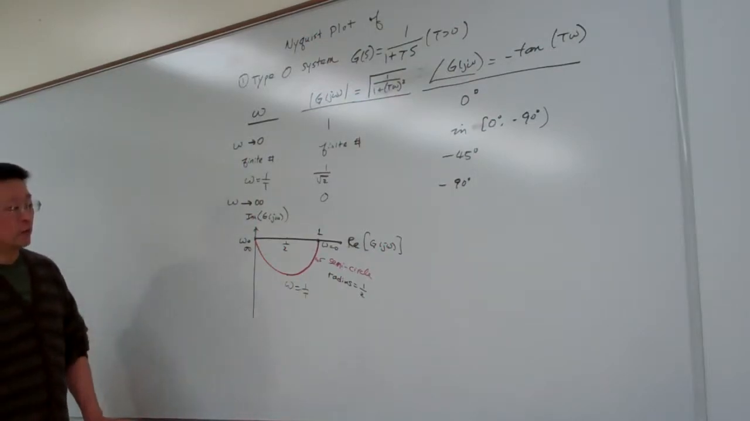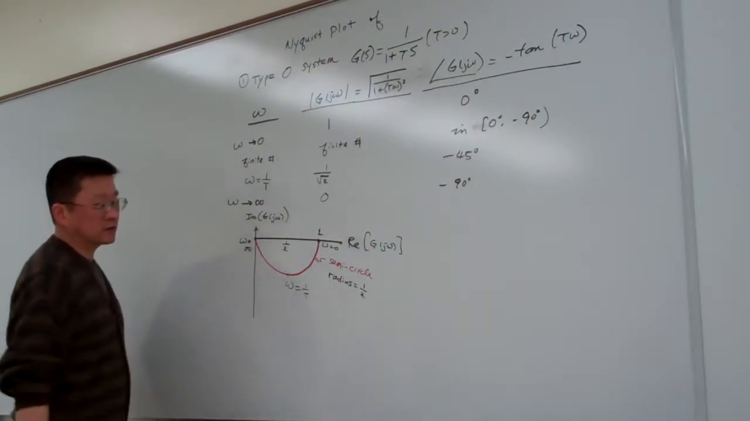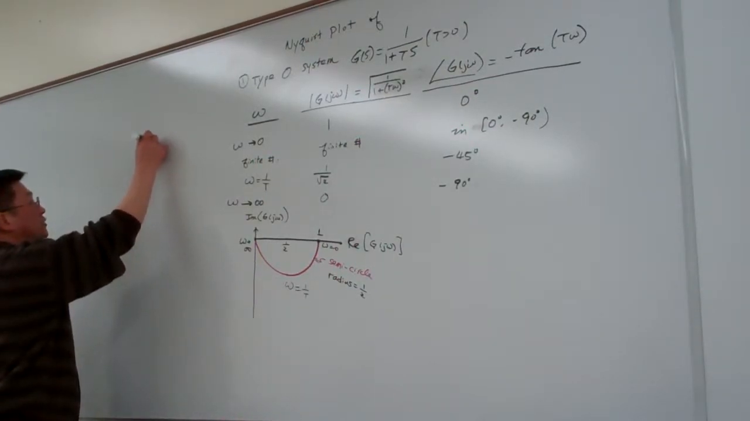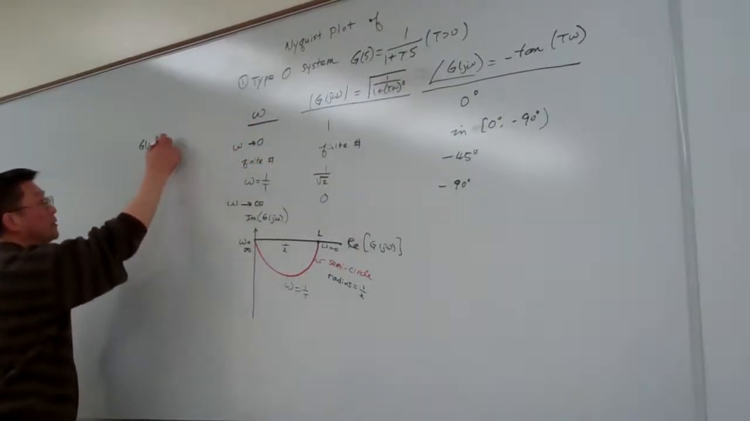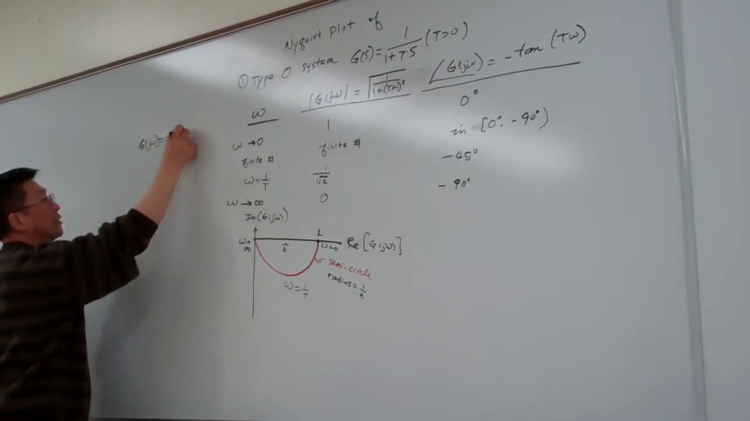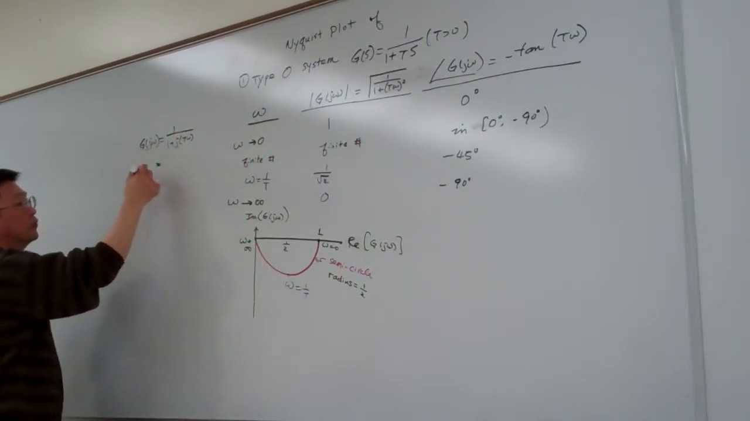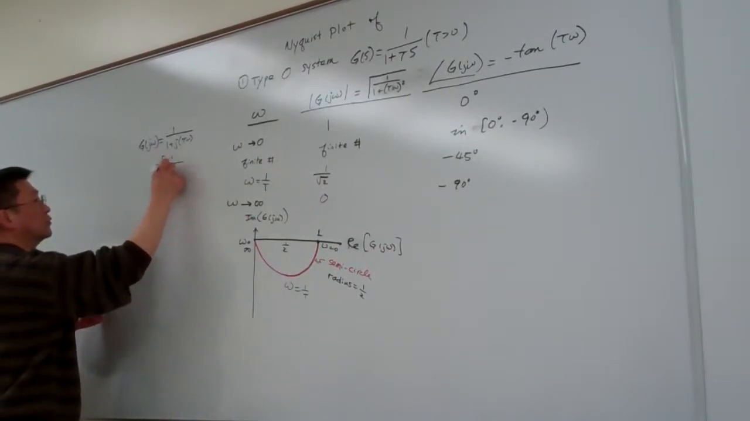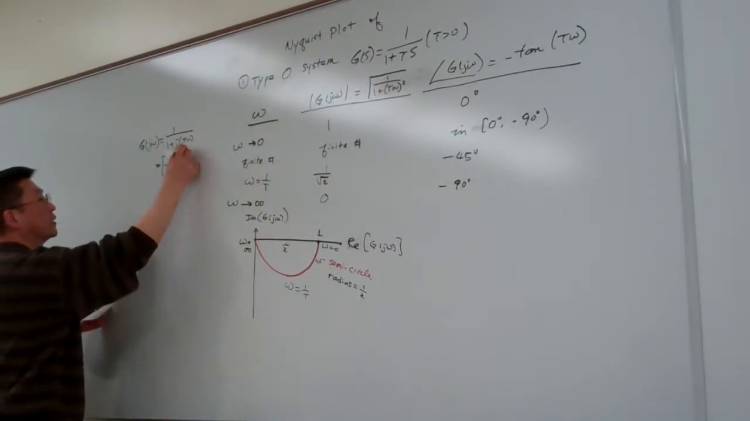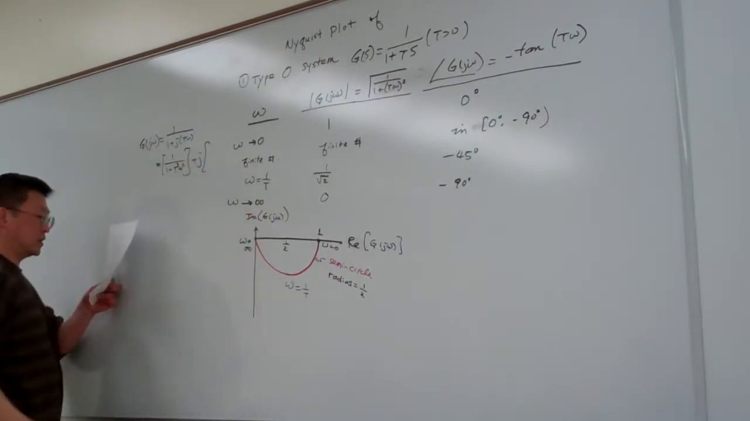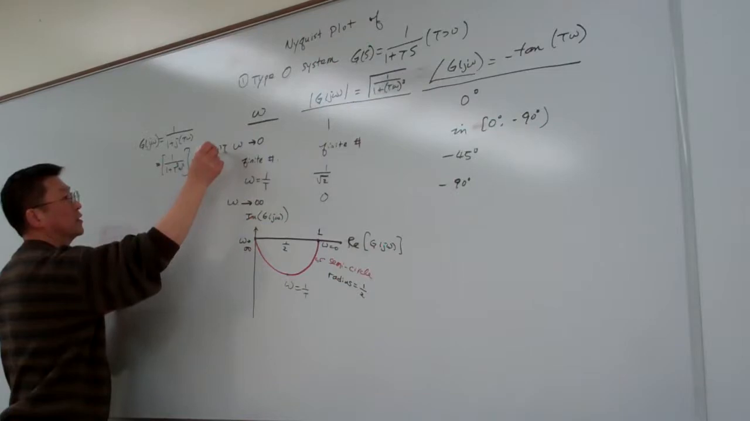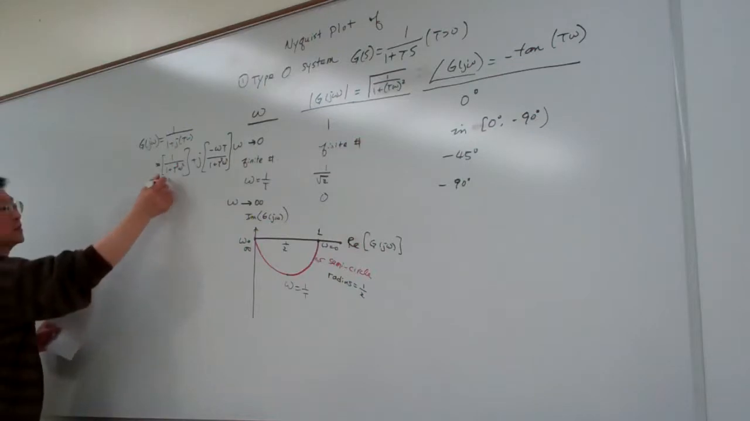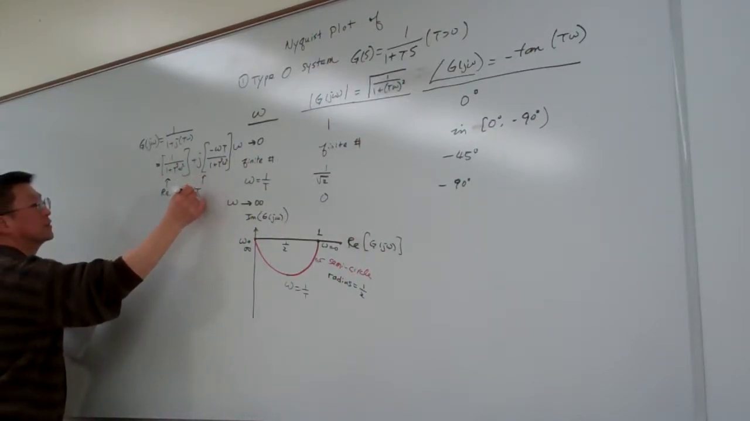So for this example, I want to show you specifically why this is half of the circle. The reason is G(j omega) is equal to 1 over 1 plus j T omega. Then we can put it into the real part and imaginary part here. So the real part will be equal to 1 over 1 plus T squared omega squared, and the imaginary part is j times minus omega T over 1 plus T squared omega squared. Okay, so this is the real part, and this is the imaginary part here.